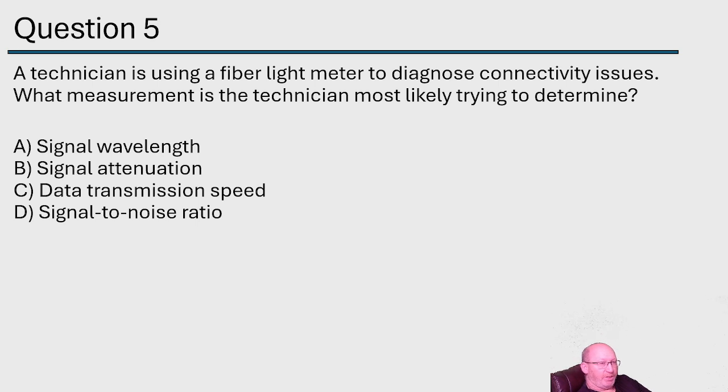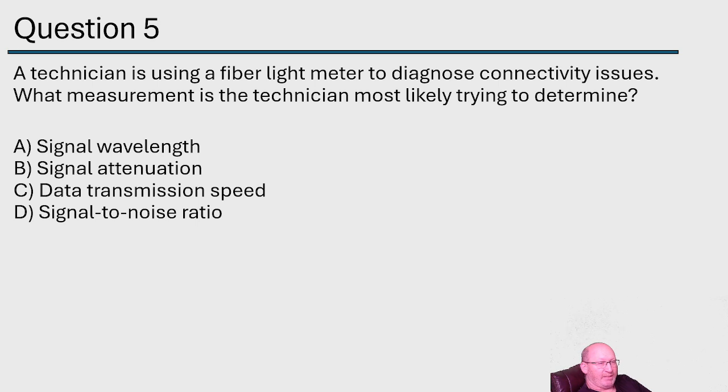Let's go ahead and answer this one though. A technician is using a fiber light meter to diagnose connectivity issues. What measurement is the technician most likely to determine? Signal wavelength, right? Measured by a different tool like a spectrum analyzer. A spectrum analyzer would measure the signal wavelength. Not something we would see with a light meter.